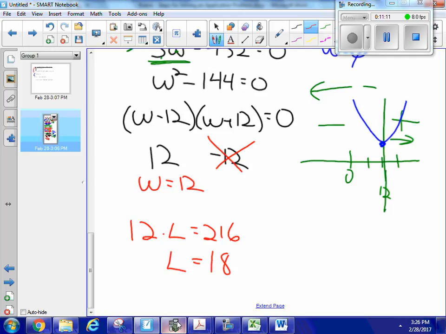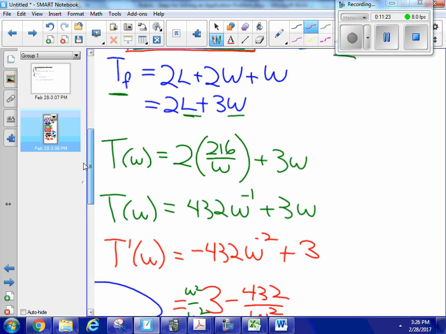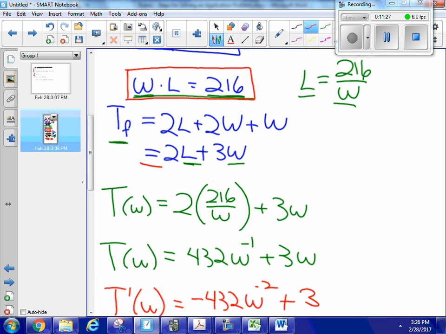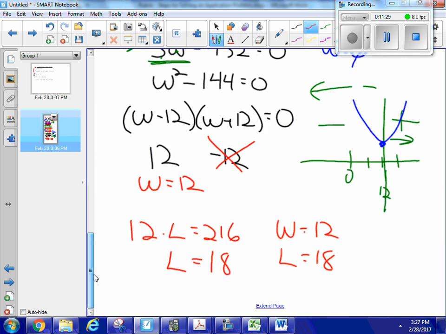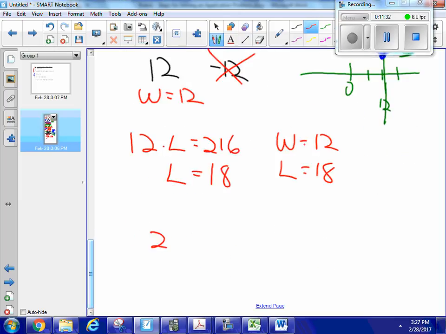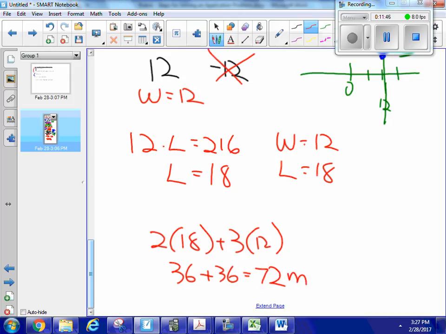So my dimensions of the outer rectangle are W is 12, L is 18, and the total amount of fence that I need is 2L plus 3W. So I have 2 times 18 plus 3 times 12. That should give me 36 plus 36, 72 meters. Actually, this is a meter. Make sure we use our units. And that's the optimization. That's the answer to this problem.